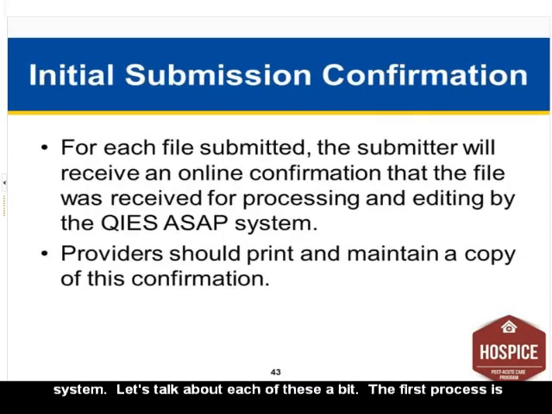The first process is the initial submission confirmation. For each file submitted, the submitter will receive an online confirmation that the file was received for processing and editing by the KEYS ASAP system. This confirmation information includes the file submission number, as well as the date and time the file was received for processing. Providers should print and maintain a copy of this information.